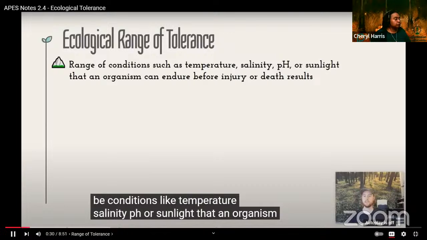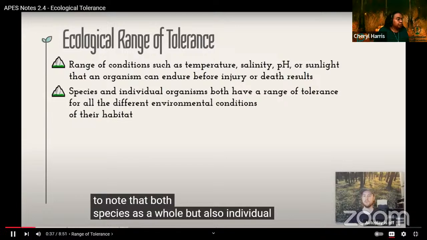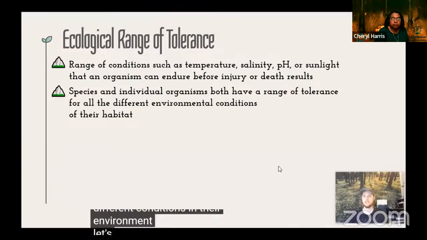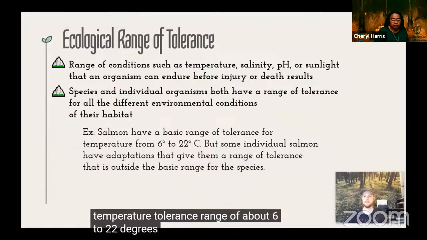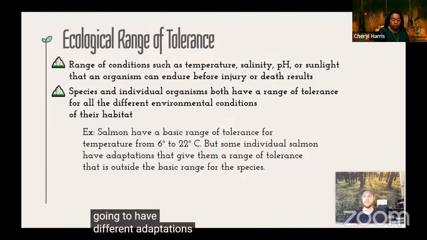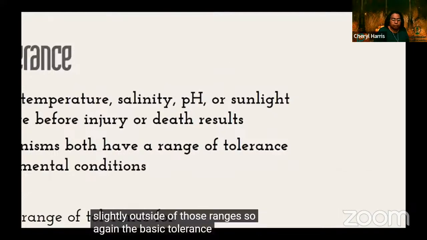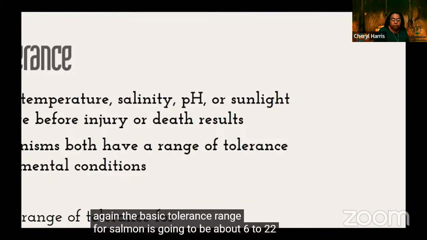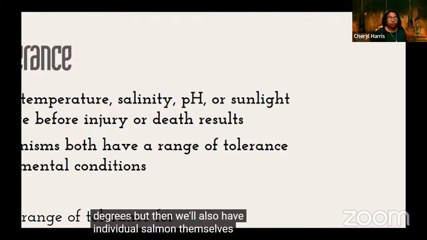So it's important to note that both species as a whole, also individual organisms have a range of tolerance for all of the different conditions in their environment. Let's look at an example. Salmon have a basic temperature tolerance range of about 6 to 22 degrees Celsius. But some individual salmon are going to have different adaptations that allow them to live slightly outside of those ranges. So again, the basic tolerance range for salmon is going to be about 6 to 22 degrees. But then we'll also have individual salmon themselves, which have slightly different ranges.